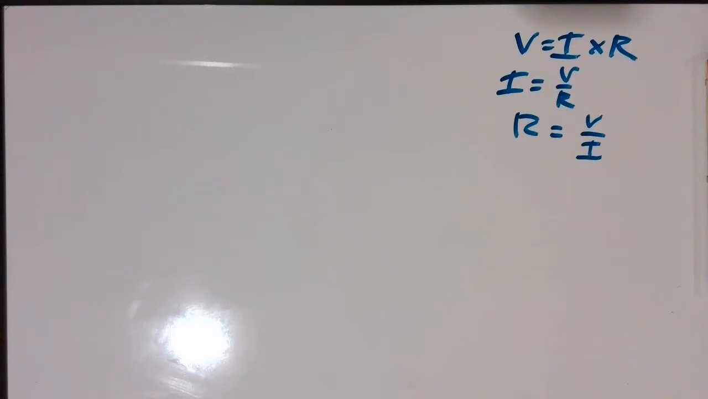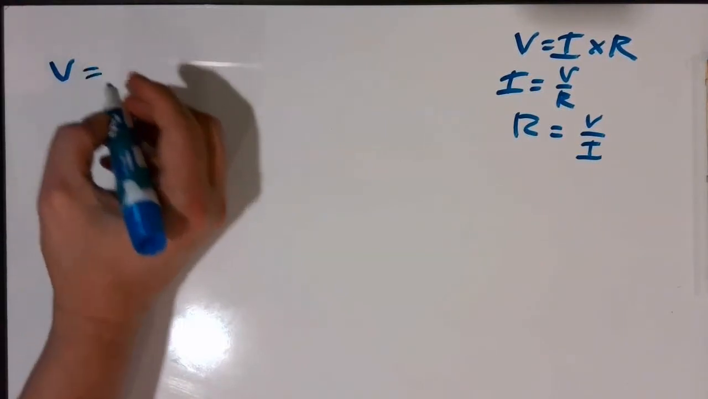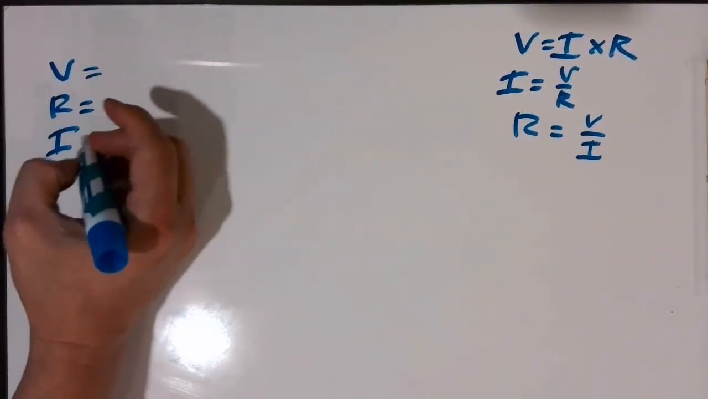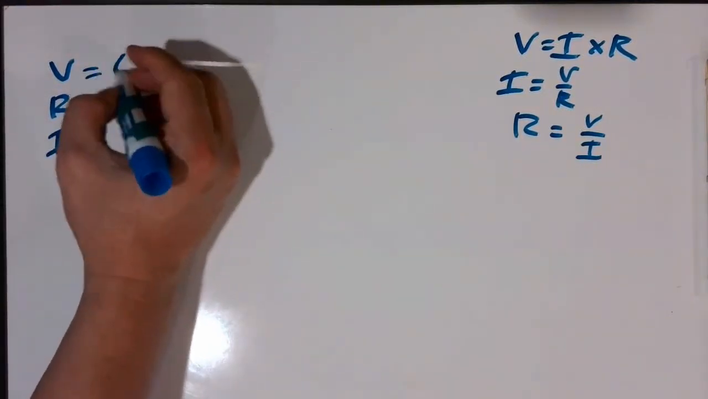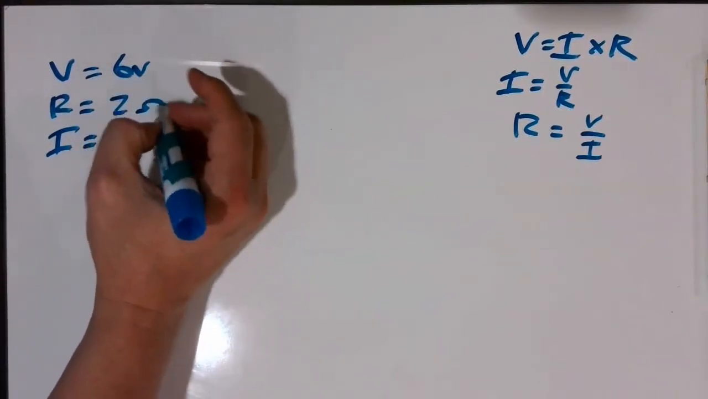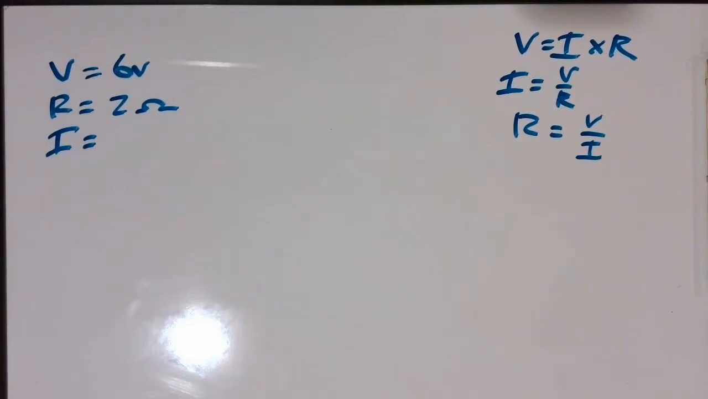Okay, so let's start with the basic circuit here. And usually in these circuits, we're given two of the variables. We have to solve for a third one. So, for example, we might have voltage equals some value, R equals some value, and I equals some value. And let's start with a very basic circuit where we have a voltage of 6 volts and a resistance of 2 ohms.